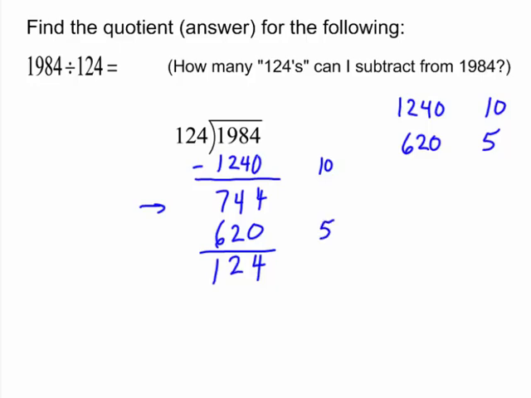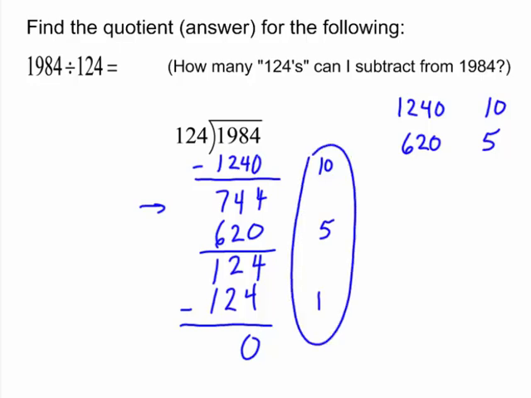And I'll mark down that I subtracted another 5 groups. And then, hey, look, I've got 124 left over. So that's a nice, easy amount. I only need one of those. And my total here would be 16 groups of 124 fit inside 1,984, or could be subtracted from 1,984. And as long as my multiplication facts are kind of comfortable, I could do this fairly quickly.